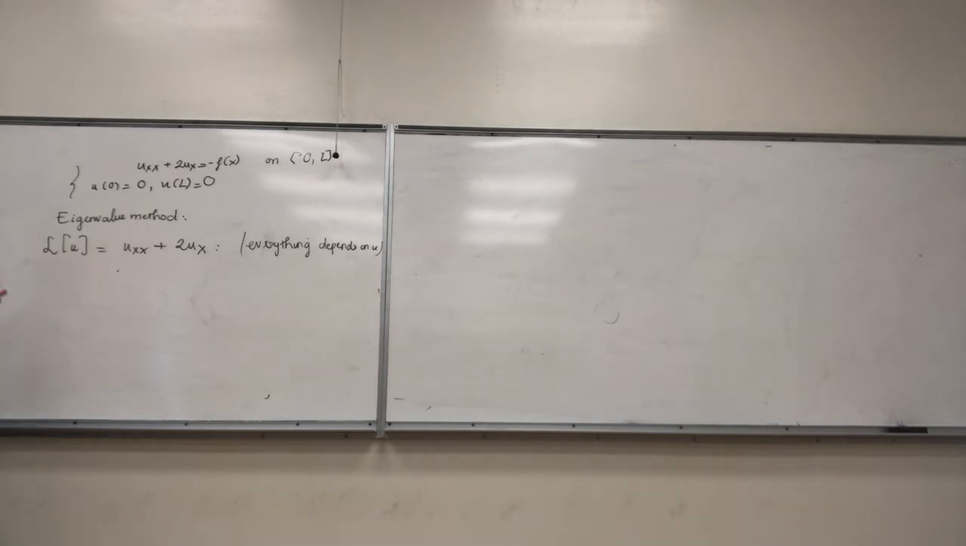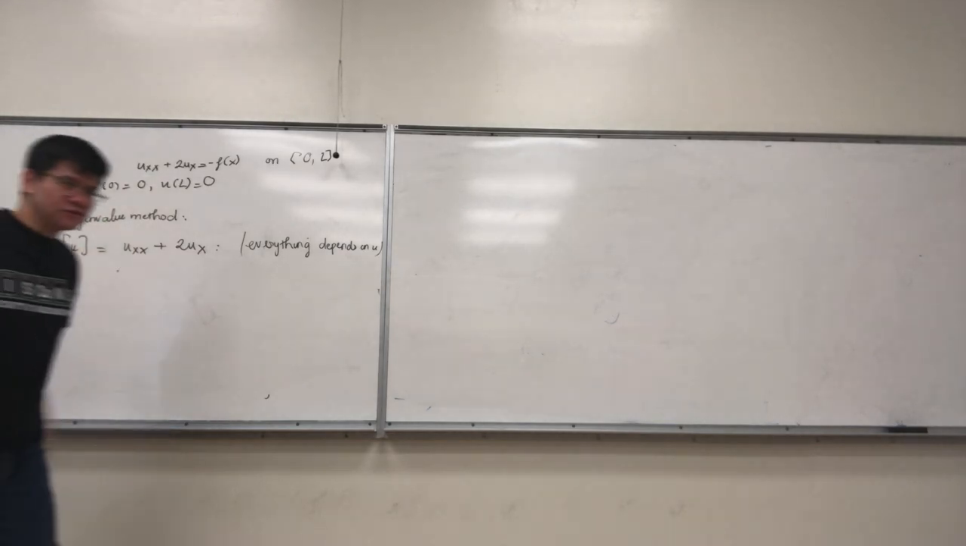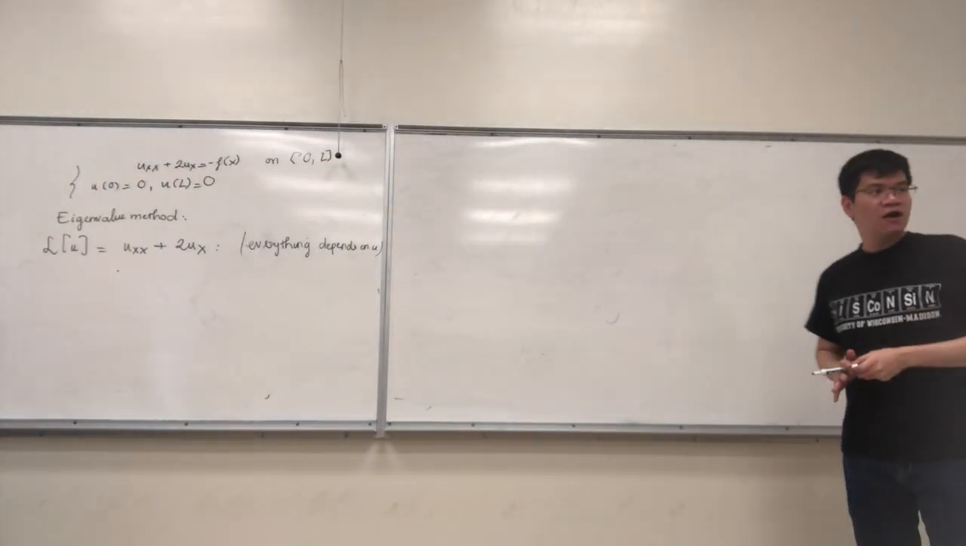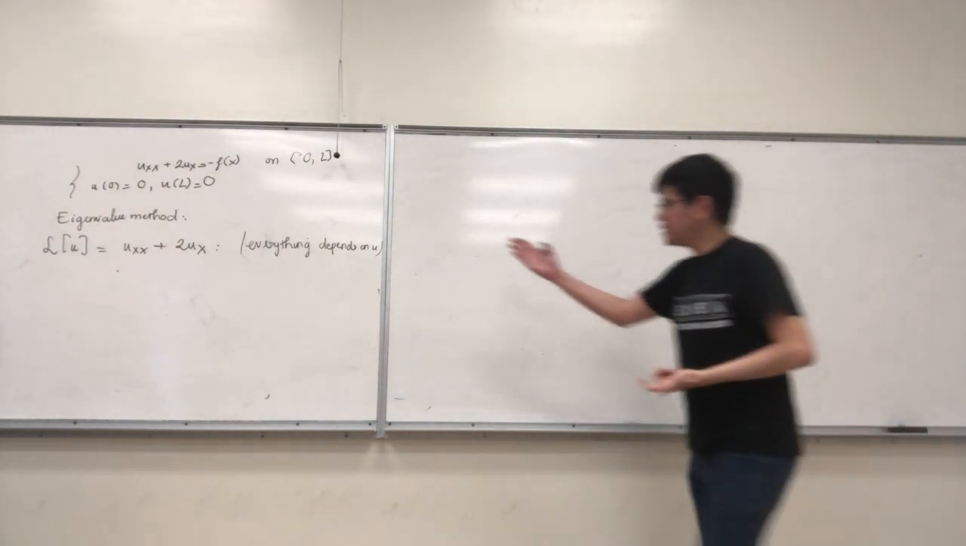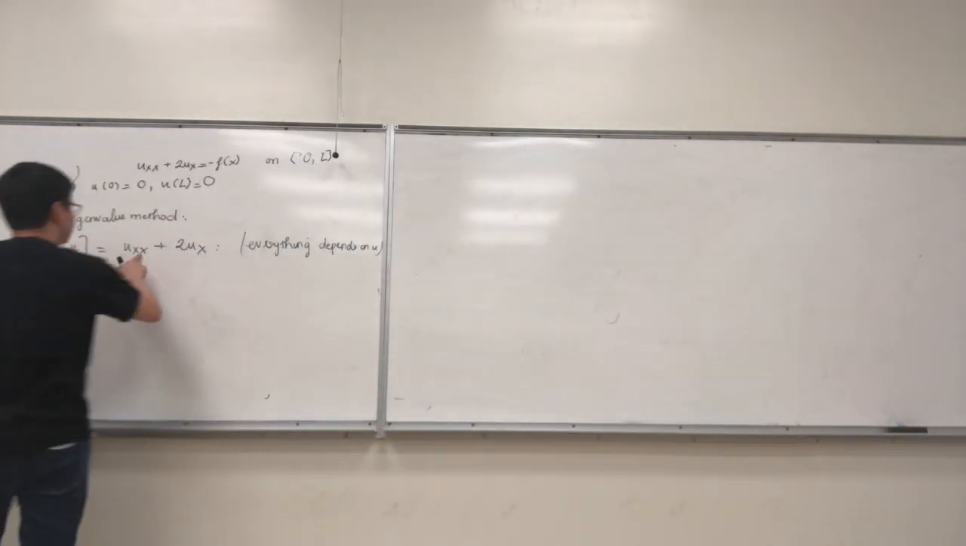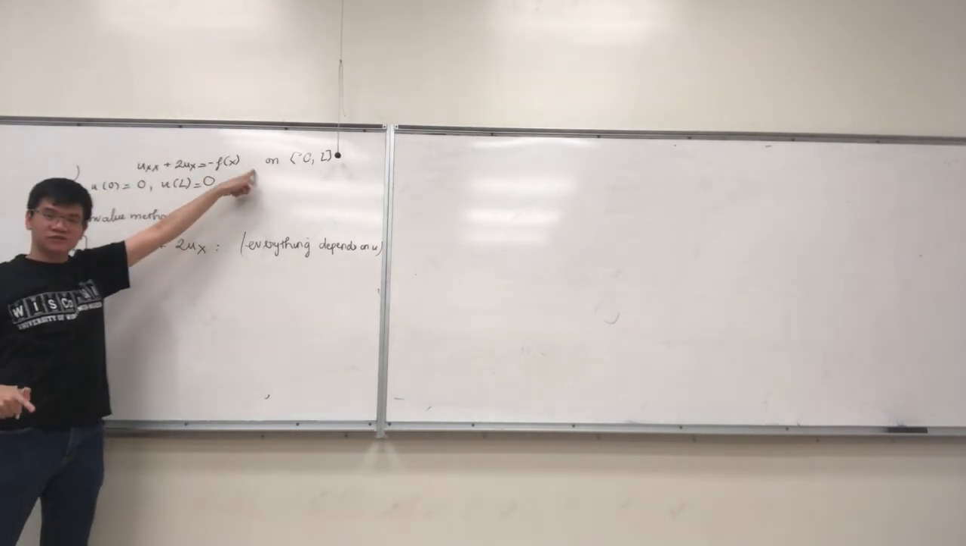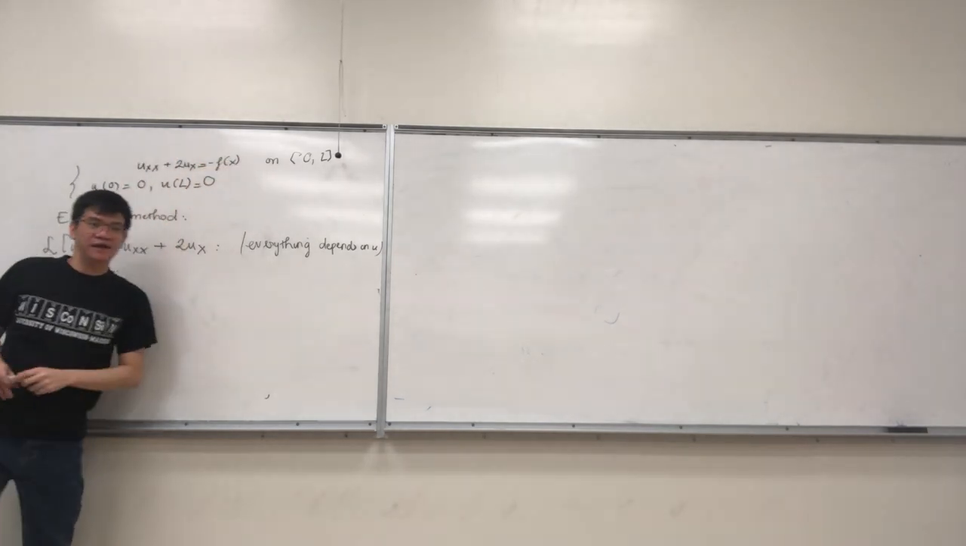So the first step to solve a boundary value problem is to identify the operator. So the operator will contain all of the terms that depend on u, all right? So in this case, this depends on u, this depends on u, and this is the source term, because this is something outside. All right.